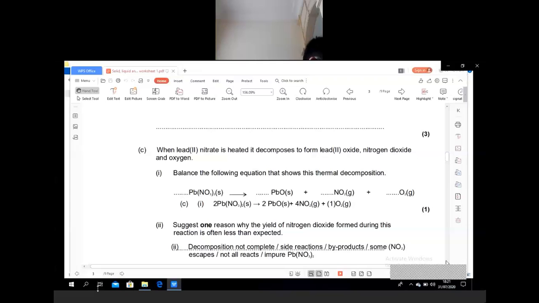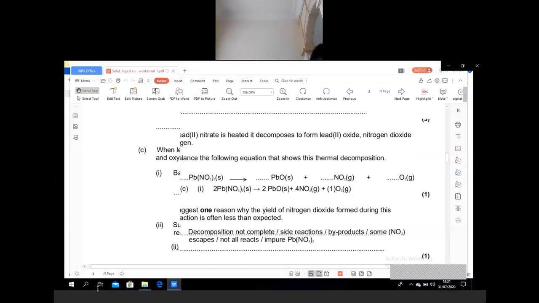So in order to get a yield of 100%, we have to make sure that the lead nitrate is 100% pure, and the decomposition should be complete.